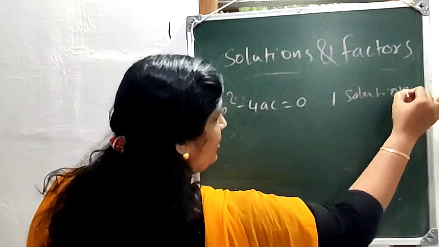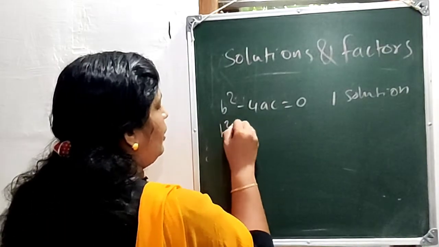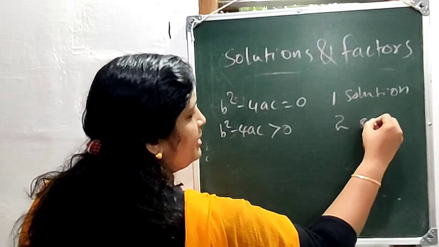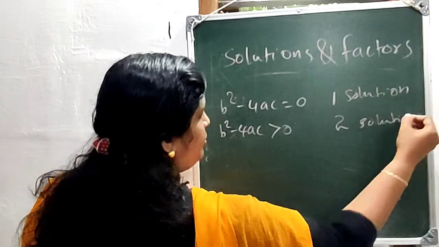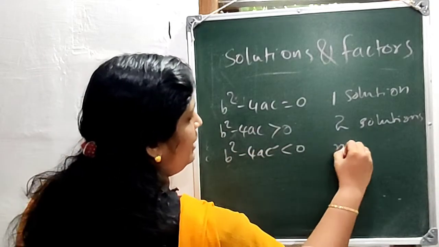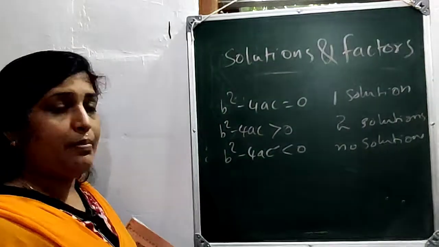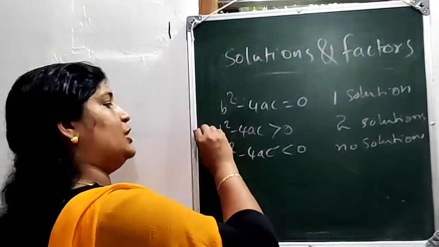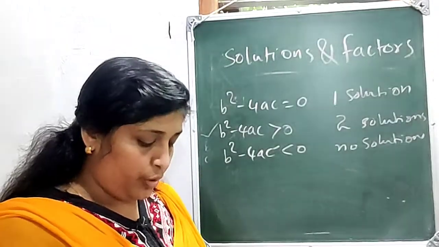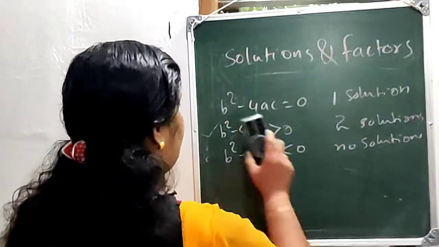If b square minus 4ac is greater than 0, then there are two different solutions. If b square minus 4ac is less than 0, then there is no solution. Keep this in mind, as we need this result for the coming problems. So we are going to do the problems on page number 242. The first question.